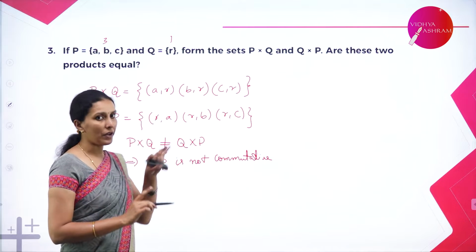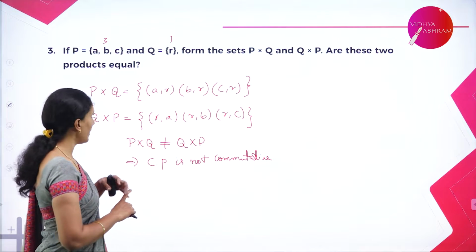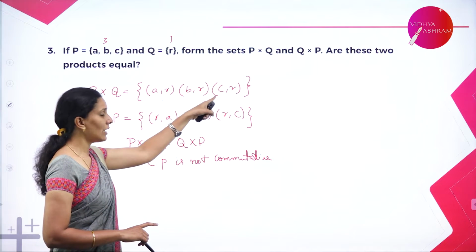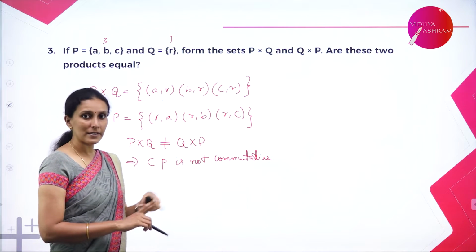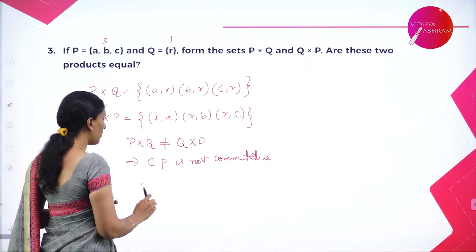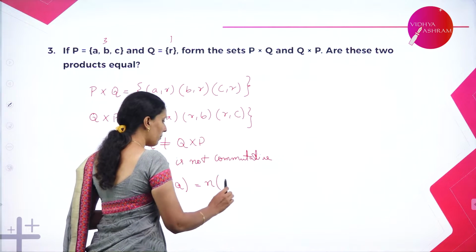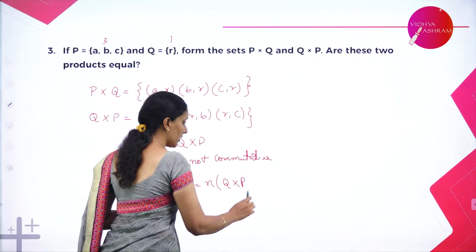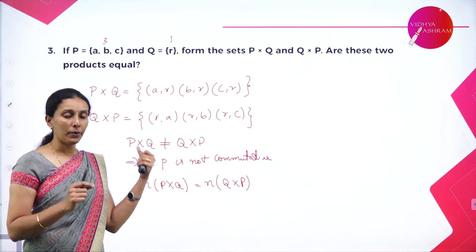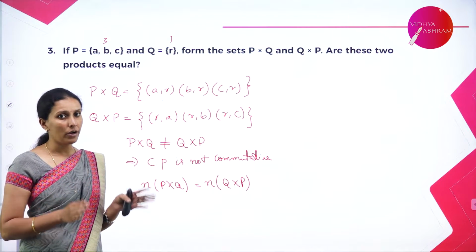But look at the number of elements in P cross Q and Q cross P. It is one and the same. We have 3 elements here also. We have 3 elements here also. That is, the number of elements in P cross Q is equal to the number of elements in Q cross P. So the number of elements in both products are the same, but they are not equal.